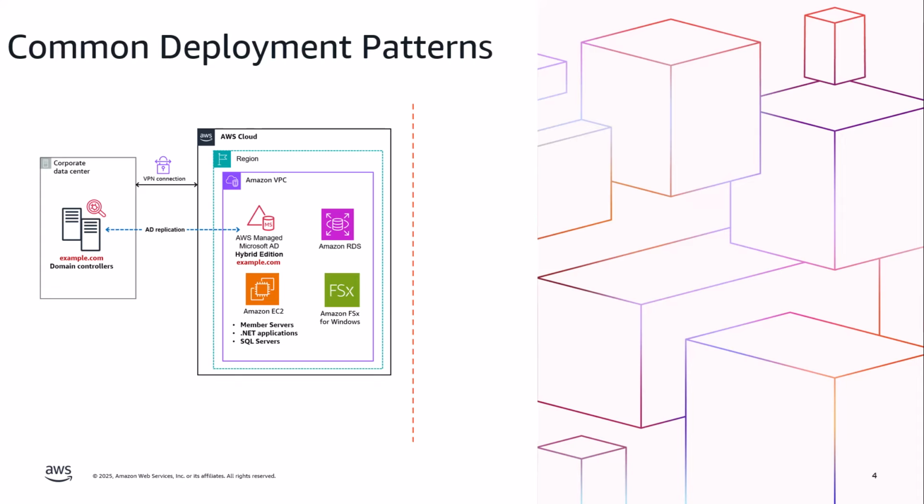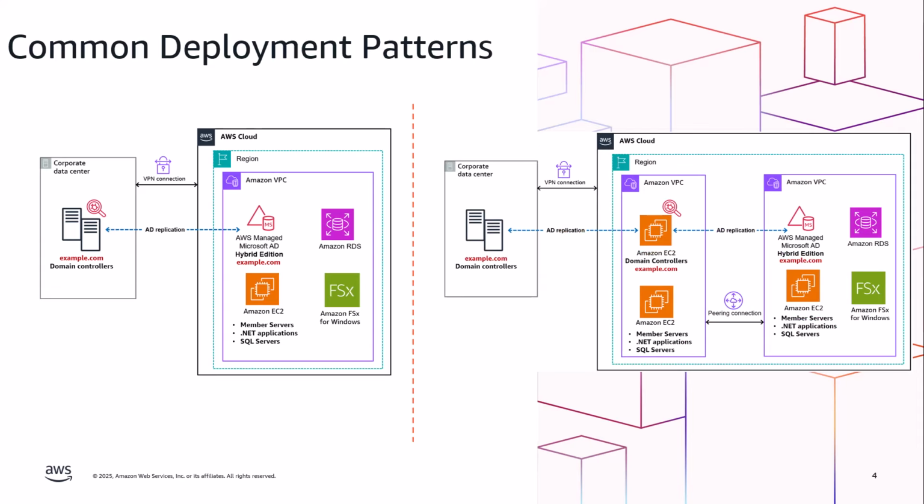The other common deployment pattern is having self-managed Active Directory domain controllers deployed in AWS. And in this case, the AD replication will be flowing directly between the Hybrid Edition instances and the self-managed EC2 domain controllers. However, connectivity to on-premise is still required in the second deployment pattern because that will enable you to do the replication between your self-managed domain controllers on-premise and the self-managed domain controllers on AWS.